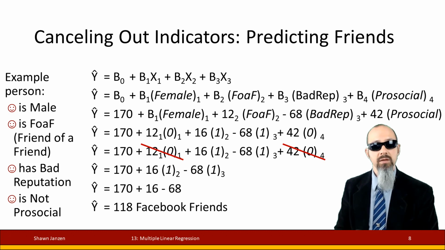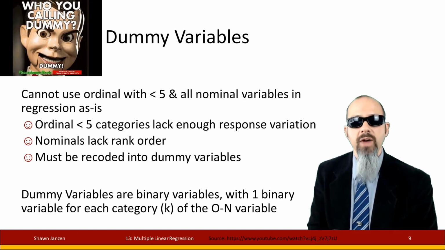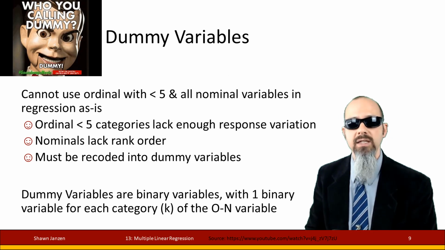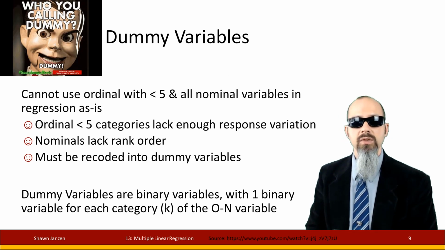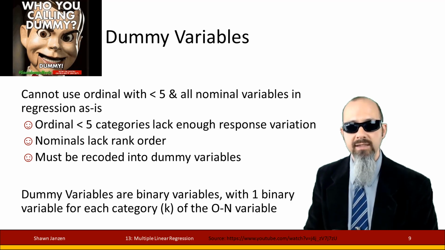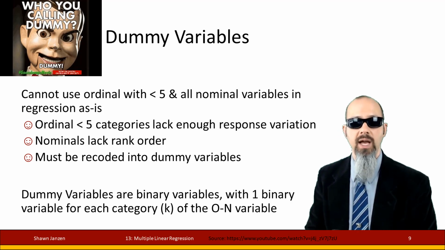Easy, huh? Well, let's move on now that we've done a little recap on indicator variables and come back to this idea of dummy variables. Now, we said before that you can use these high category ordinals, that's 5 or more levels, as the interval ratio. But the dummies are when we have less than 5 and any of our nominals.